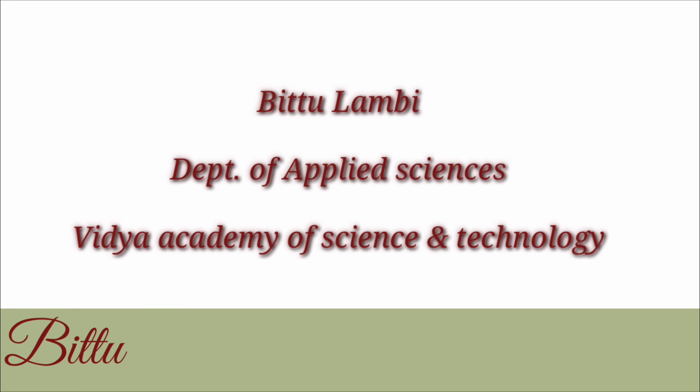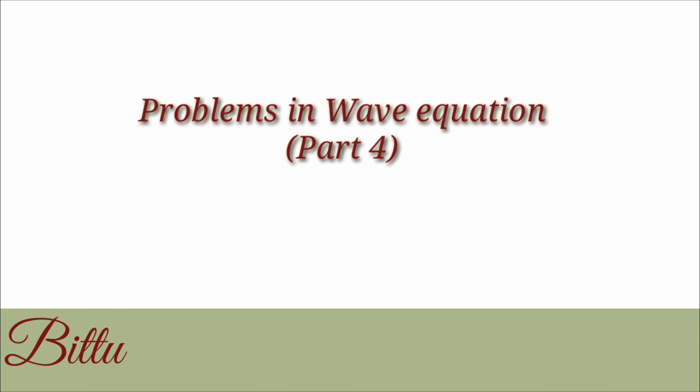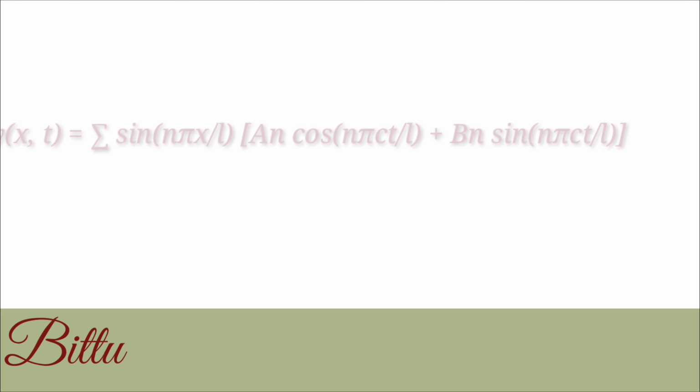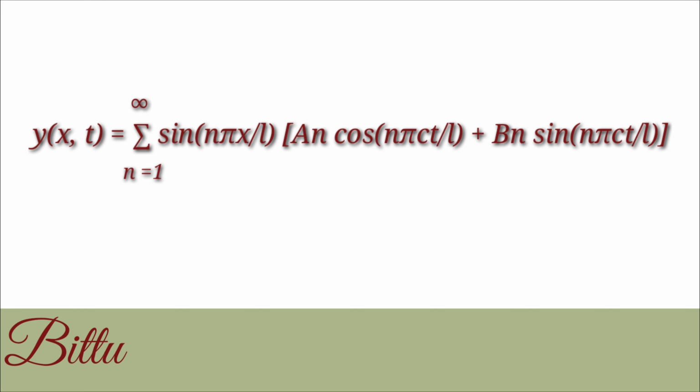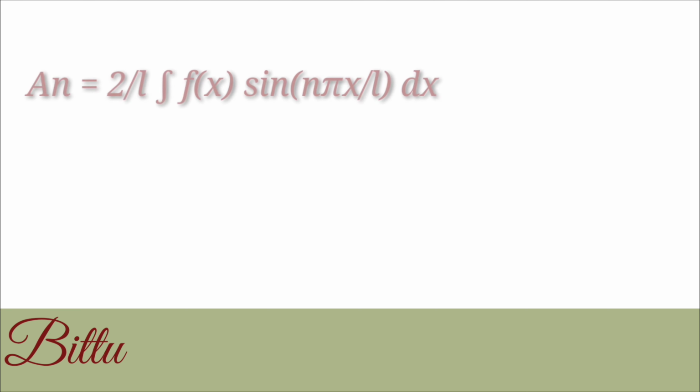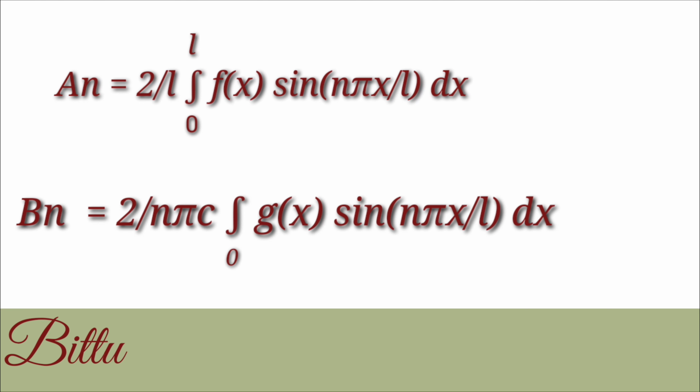Everyone, a warm welcome. In the previous video, we got the solution of the wave equation by applying its boundary and initial conditions. And its solution is given by y(x,t) = sigma n=1 to infinity sin(n pi x by l) into (an cos(n pi ct by l) + bn sin(n pi ct by l)), where an is given by an = 2 by l integral 0 to l f(x) sin(n pi x by l) dx. Also, bn is given by 2 by (n pi c) integral 0 to l g(x) sin(n pi x by l) dx.